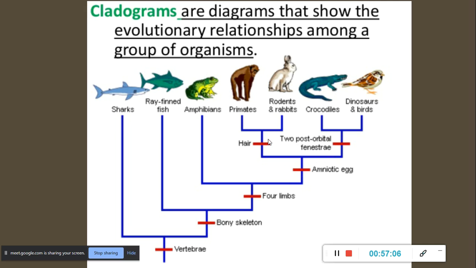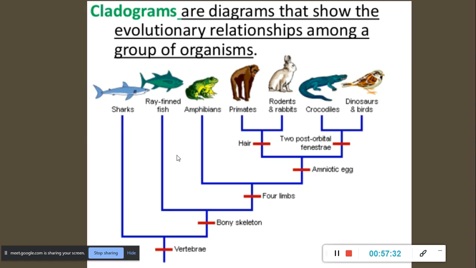Then you go for hair. Who has hair? These primates and rodents and rabbits have hair, so they are a separate group. And then you have 2 post-orbital fenestrae. In their skull they have 2 holes. And that is why the crocodiles and birds and dinosaurs are placed in one group. Again, they have feathers, so you can separate the birds. So this is how a cladogram is made on the basis of certain characters.